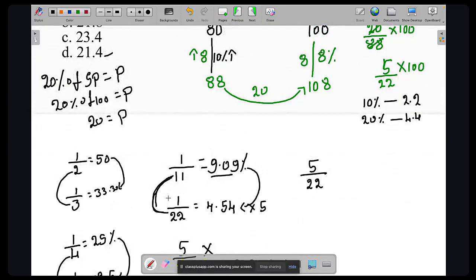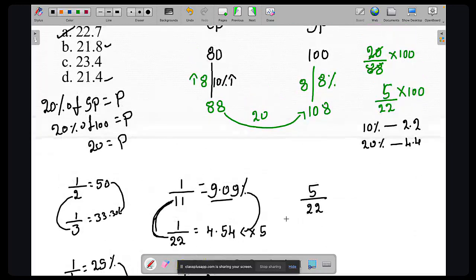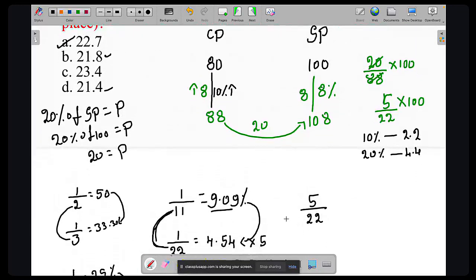Write this down. Because here 20 percentage is 4.4, and still I have 0.6 remaining, which means 0.1 percentage will be 0.22. Then yes, it goes above 22 because I want 6. Yes, write this down. 22.7 is right.